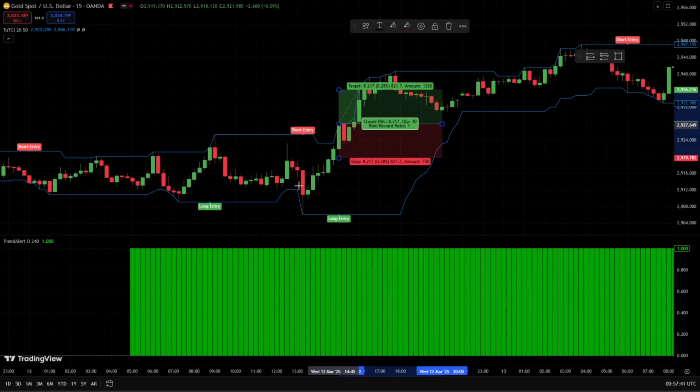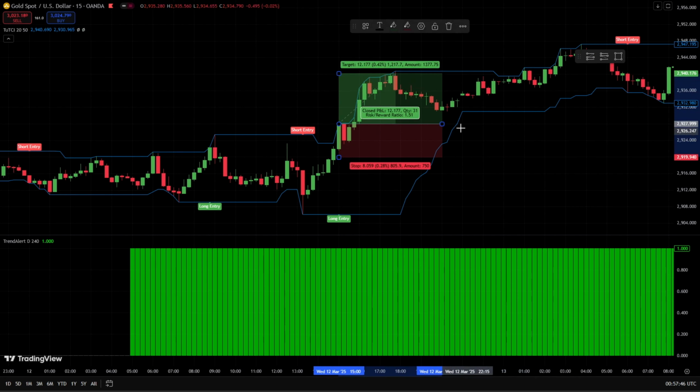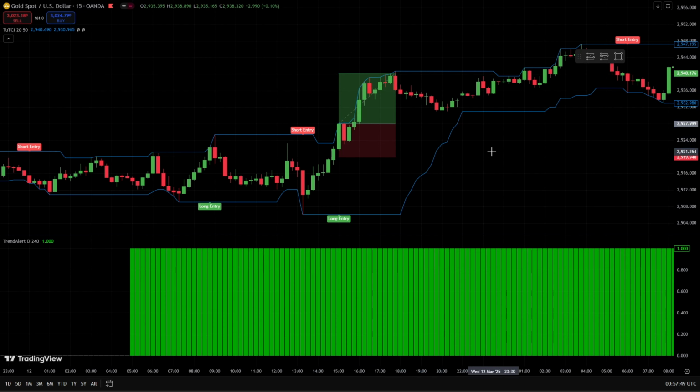Entry and risk management. Enter the trade after the bullish candlestick closes. Take profit. Use a 1 to 1.5 risk-reward ratio.